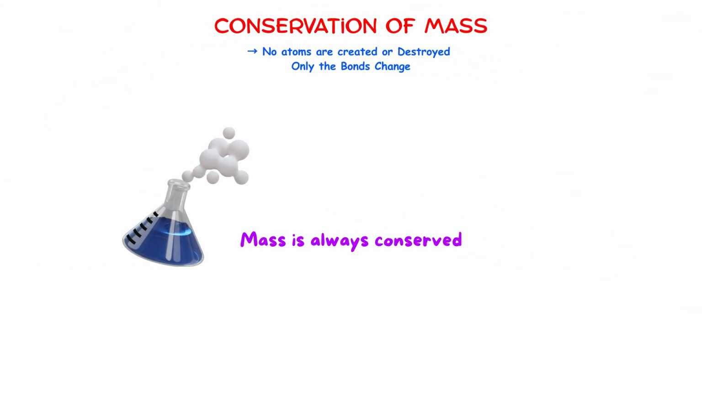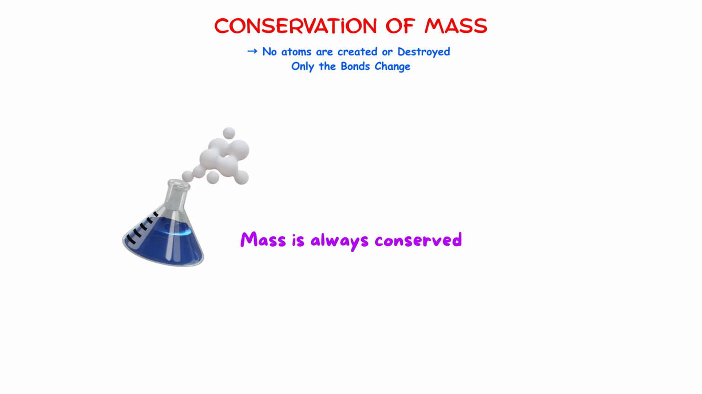One of the most important concepts in chemistry that every student must understand is the idea of the conservation of mass, which states that in any chemical reaction, the total mass remains constant throughout the entire process. This means that mass is never lost or gained, and no atoms are created or destroyed during a chemical change.